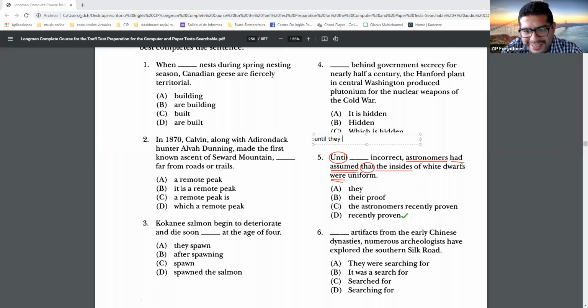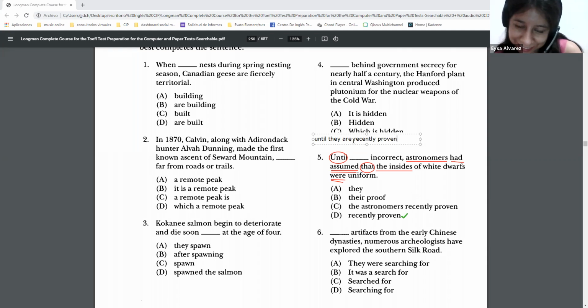Until they, and then the action. Yes, the action, that's right. Proof? Are recently proven. Okay, this is the complete one. And we are going to reduce the subject and the verb to be. And that's why it's letter D. Okay.